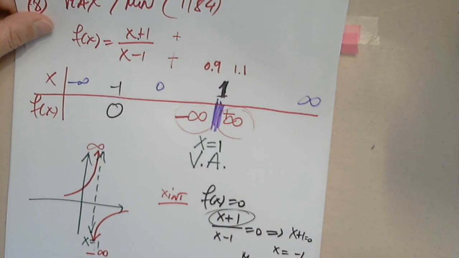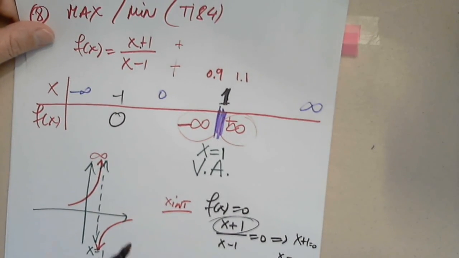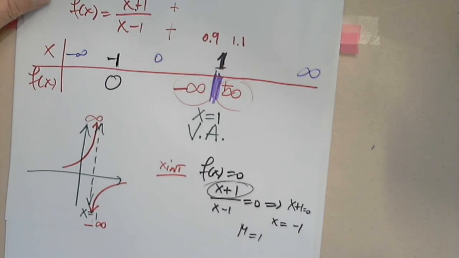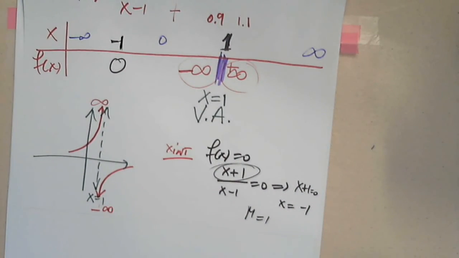Since it's multiplicity 1, what will the function do at negative 1, 0? Will it cross? Will it turn? Will it cross slowly? Will it turn slowly? It'll cross. Very good. Just a regular cross.